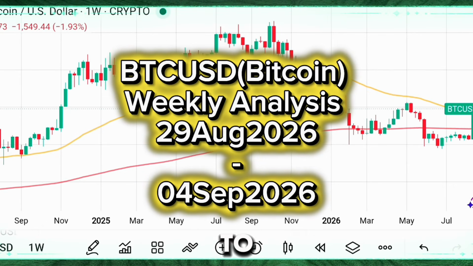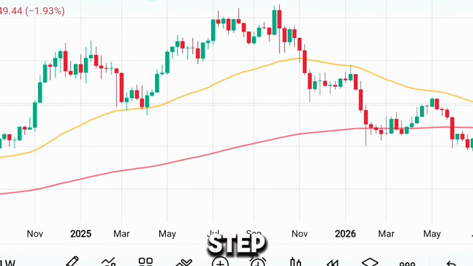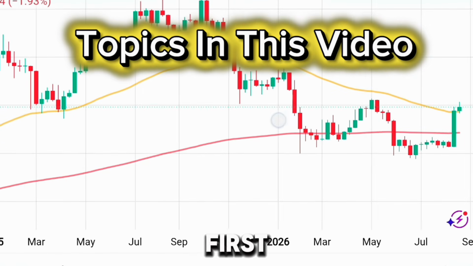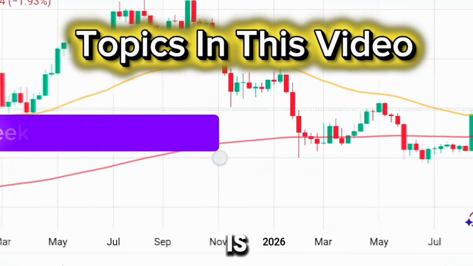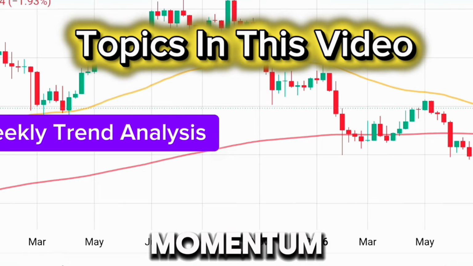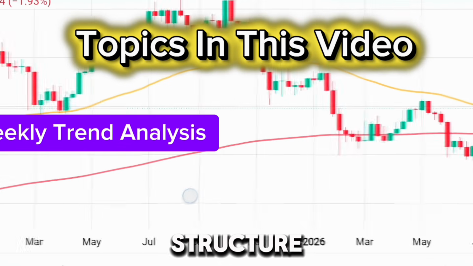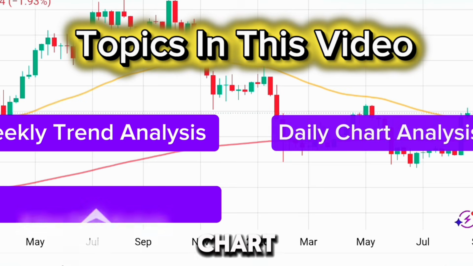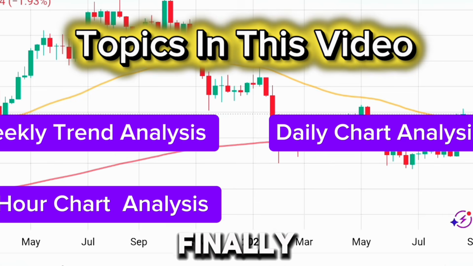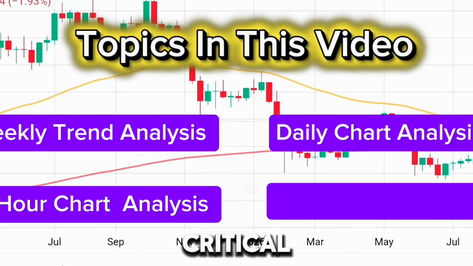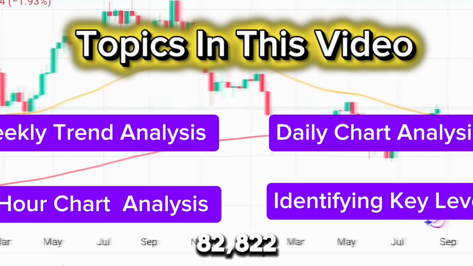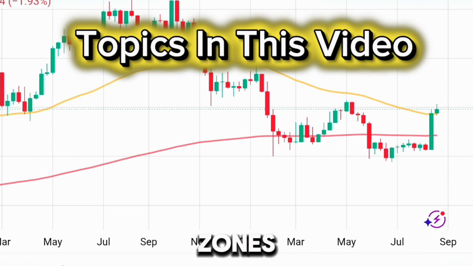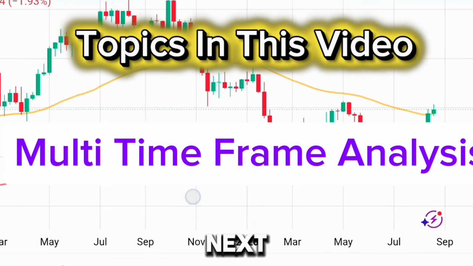Today we are going to analyze Bitcoin step by step across the weekly, daily and 4-hour charts. First, we will see why the weekly chart is currently caught between bullish momentum and bearish market structure. Then, we will check whether the daily and 4-hour charts support the bullish case. Finally, we will identify the critical 82,822 breakout level and the key support and resistance zones to watch for Bitcoin's next move.